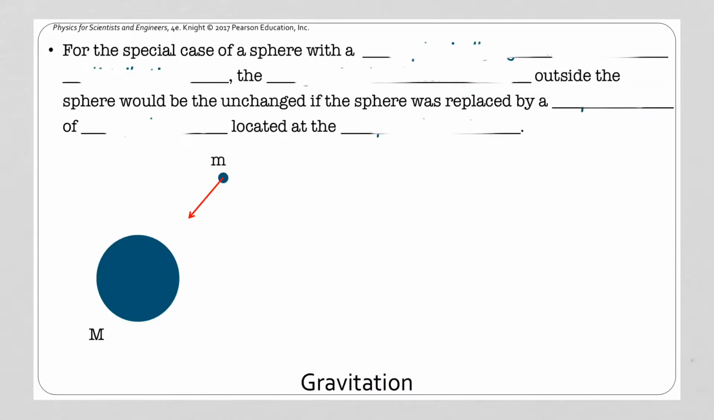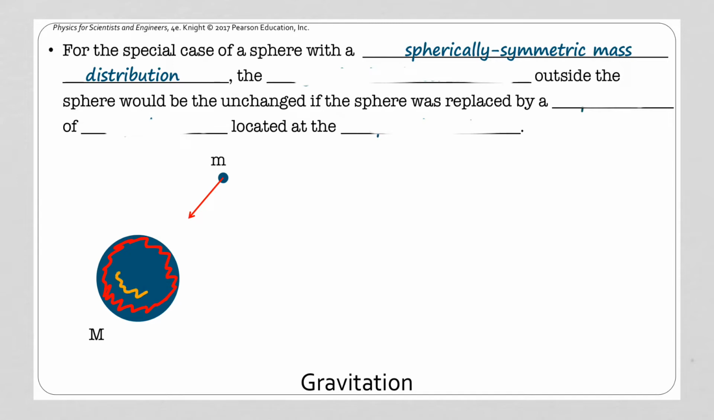If we consider the special case of a sphere with spherically symmetric mass distribution, so basically we have a sphere here, and the mass is distributed symmetrically. Spherically symmetric means that you could have a radial dependence, you could have different mass densities at different depths, but if you look at the sphere from any direction, it should look symmetric to any other direction. That's what we mean here by spherically symmetric.